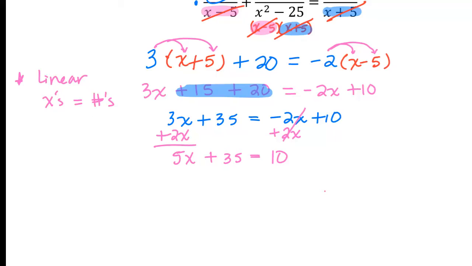Okay, so I got the x's on one side. Now I have to move all the numbers to the other side. So I have to get rid of this 35. That's a plus 35, so the inverse of adding is to do what? Subtracting. So I have to subtract 35 from each side. And I get 5x equals 10 minus 35, which is going to give us a negative 25.